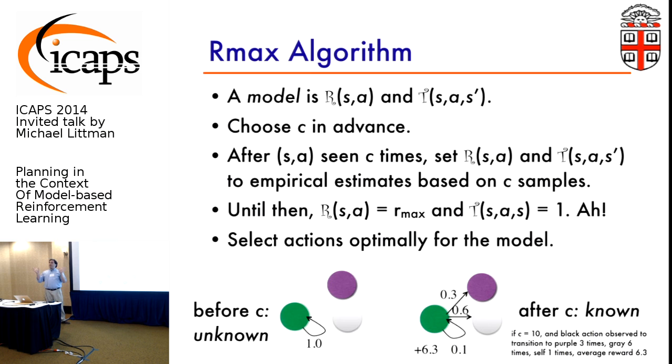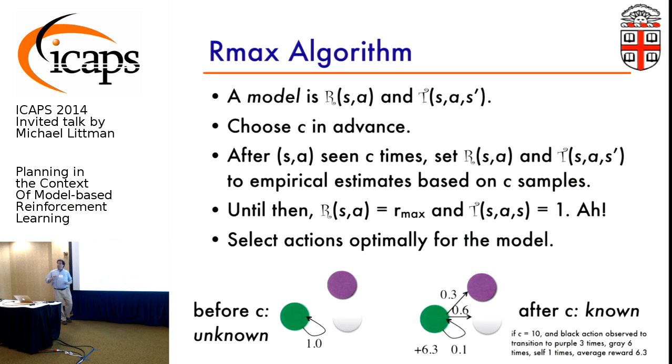What I'm going to do is choose some value c in advance, some integer, call it 15. And as we're moving around in the environment and exploring and taking actions, after we've seen some state action pair c times, 15 times, meaning that we were in that state and we chose that action, then we're going to nail down an estimate. We're going to say that the expected reward is the average over all the times that I've tried that action in that state. And I'm also going to come up with an expected transition probability. So the probability of reaching some state is, well, how many times did that happen divided by the number of times that I tried it. So these become empirical estimates based on the C samples.